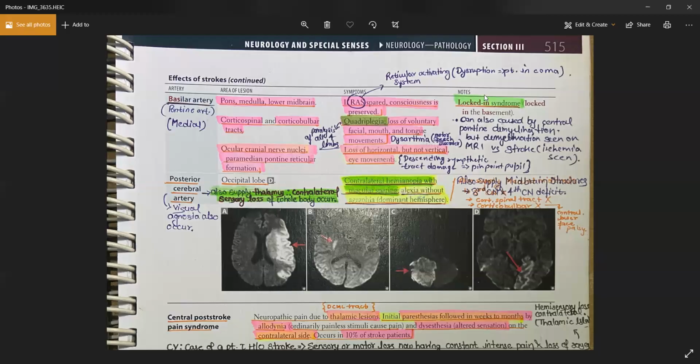Now, you can also get the locked-in syndrome after the central pontine demyelination. So how can you identify, looking on the MRI, okay, a central pontine demyelination versus a basilar artery stroke?